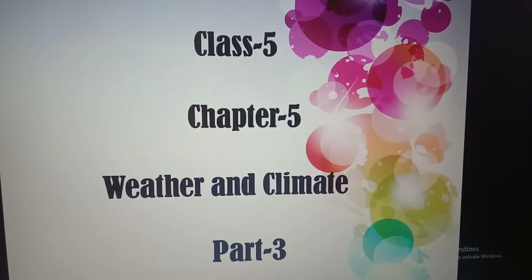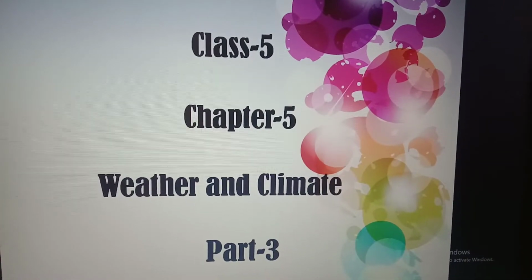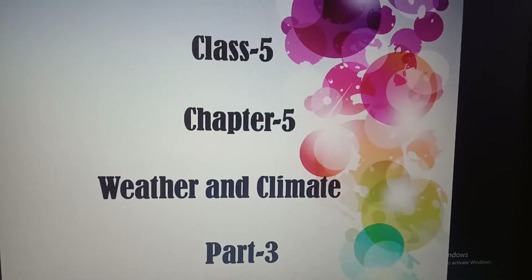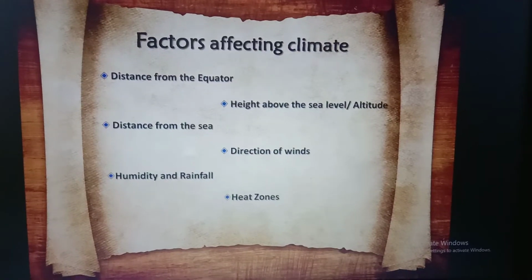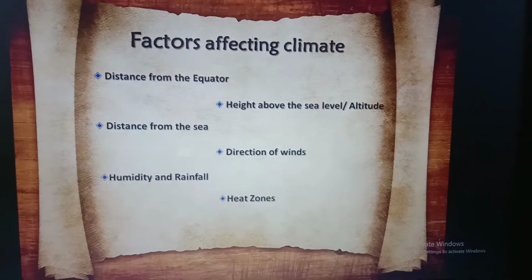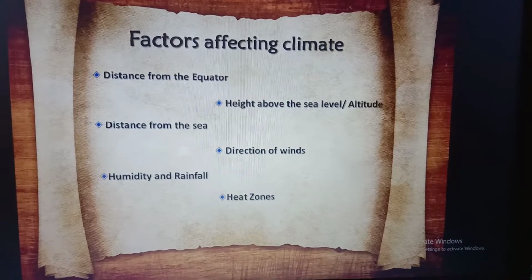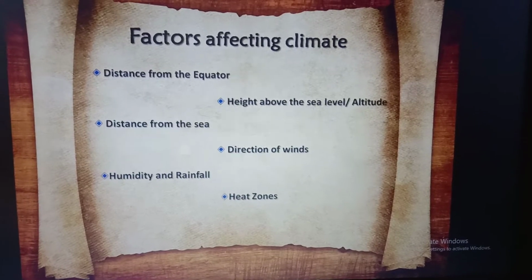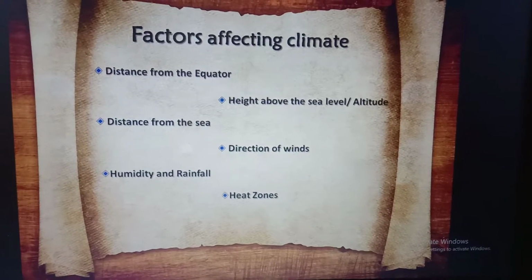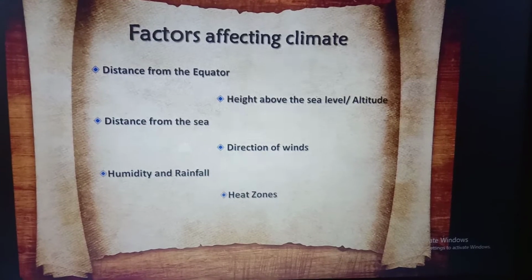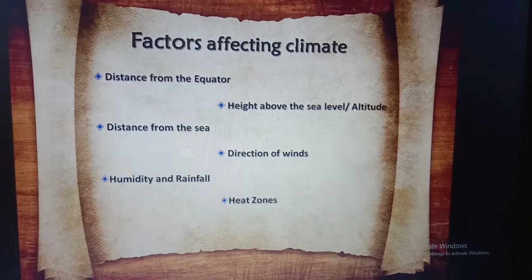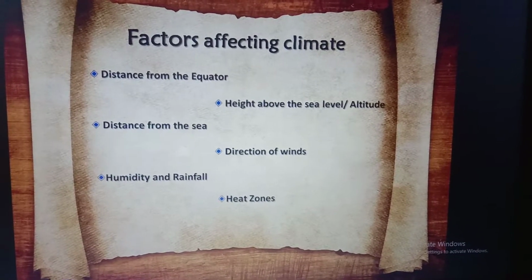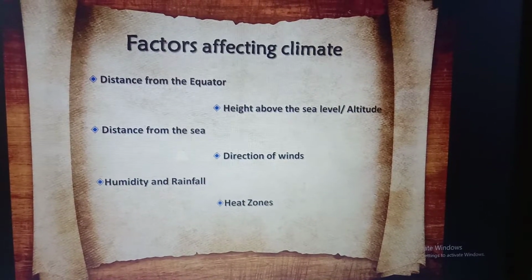Hello children, we were studying chapter number 5, that is weather and climate, and today we will study its part 3. So in the last class we have studied about the factors that affect the climate. They are distance from the equator, height above the sea level, distance from the sea, direction of winds, humidity and rainfall, and heat zones. We have studied 5 factors of climate. Today we will study the 6th factor of climate, that is heat zones.